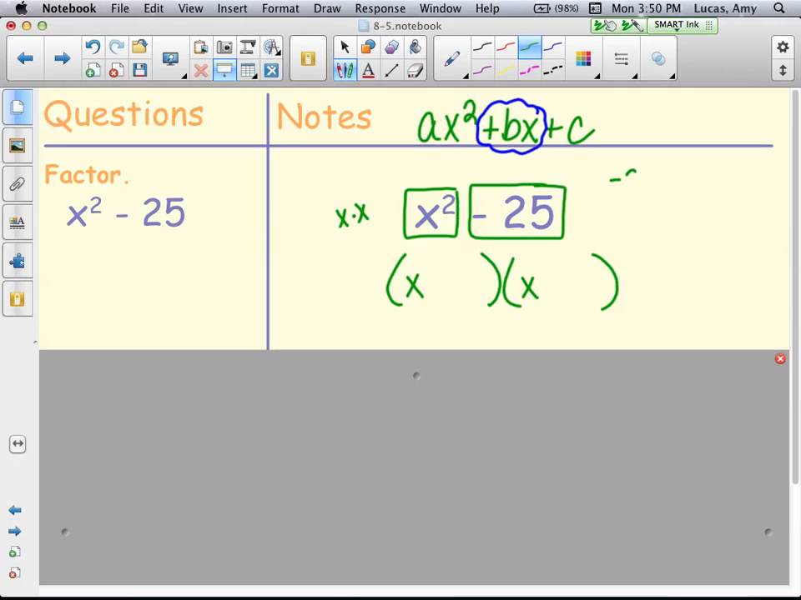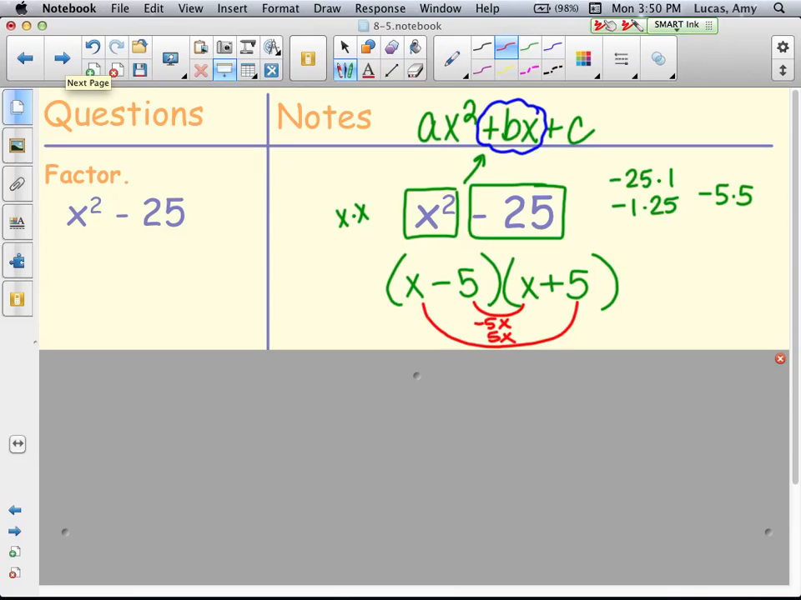Remember our combinations: we would typically say could be negative 25 times 1, negative 1 times 25, or negative 5 times 5. Since there is no middle term, this is a difference of squares, not a trinomial that we're factoring, the 25 and 1 would not work. So the one that has to work is the negative 5 and positive 5 because the middle term has got to cancel out. So my outside and inside products, I would get negative 5x and then positive 5x, which are opposites. If I add them together, I get 0. They cancel each other out. So my solution is just x minus 5 times x plus 5.